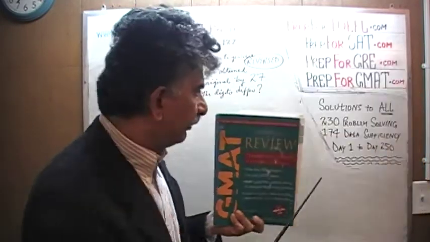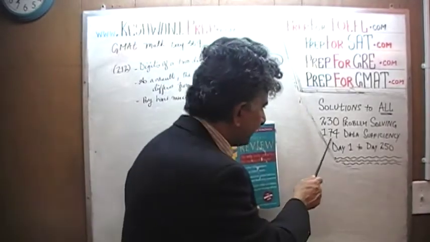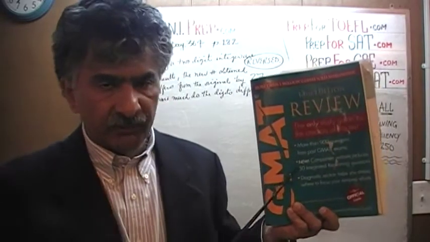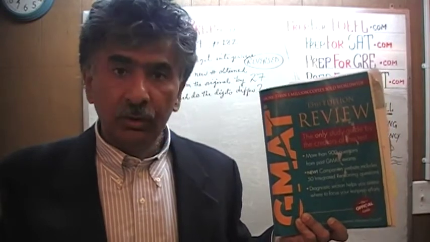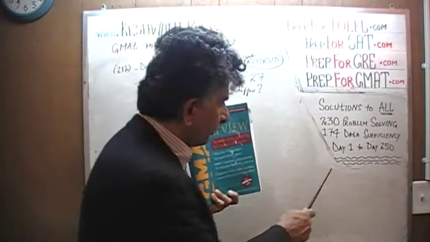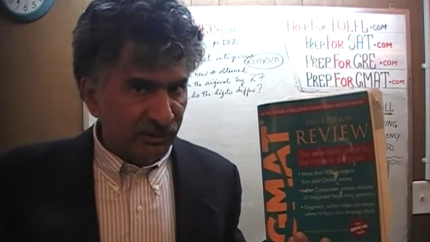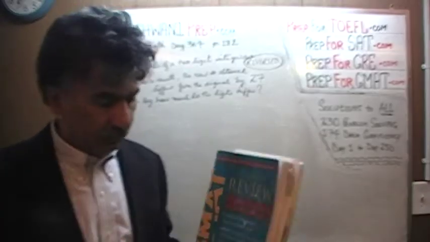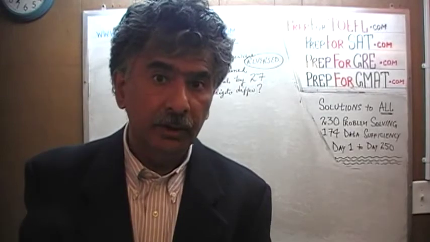The book contains 230 problem solving questions. It has 174 data sufficiency questions. We have already solved every single math problem from this book. If you're interested in watching any of the original solutions to the problems, you will find them from day number 1 through 250. Right now, we are in the process of redoing the problems, and we are on page number 182. Please turn to it. Page number 182, problem number 212.